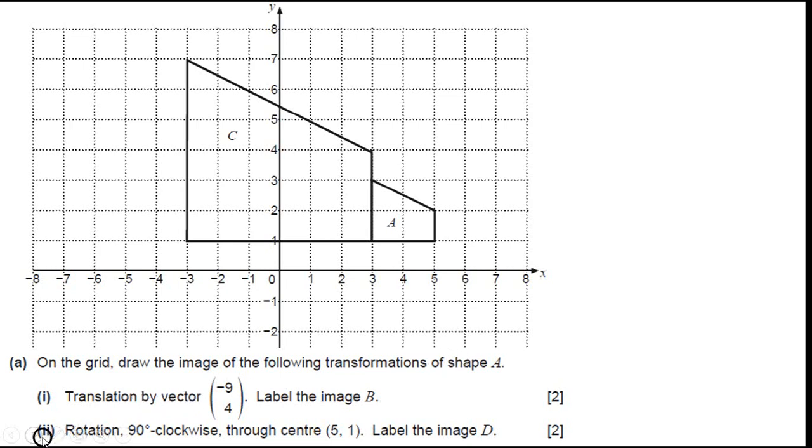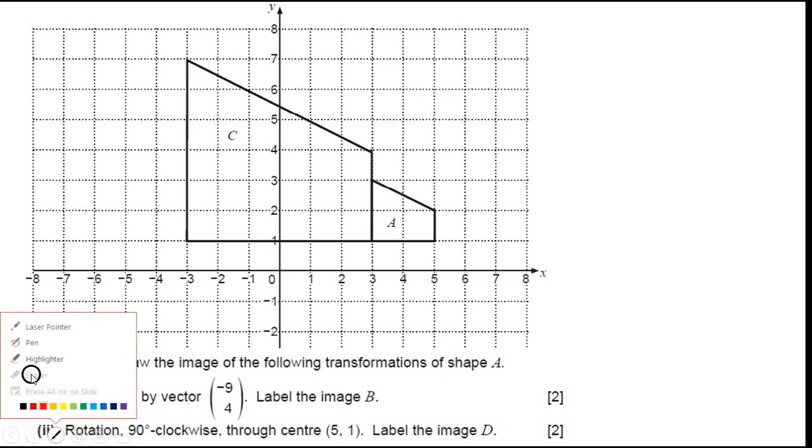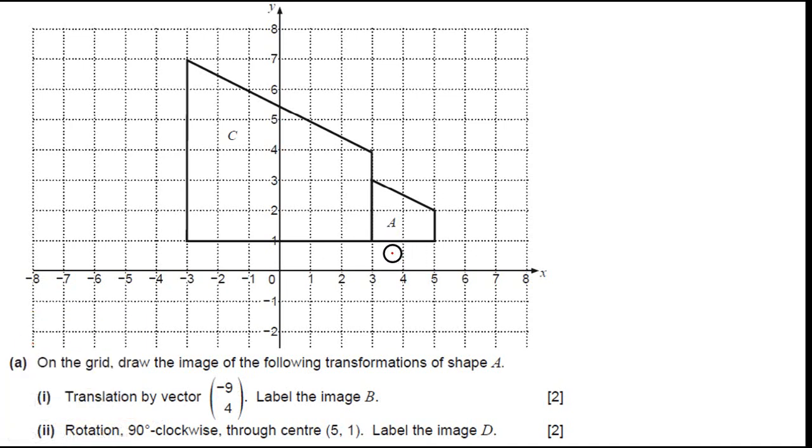Now, a translation by a vector. Translation means the whole thing, like this A, you translate. It means you move it to the left, to the right, up and down. That's translation. It's the sliding movement. It's a part of transformation, like enlargement, rotation, or reflection. So it's the sliding movement of a shape, to the left, to the right, up or down.